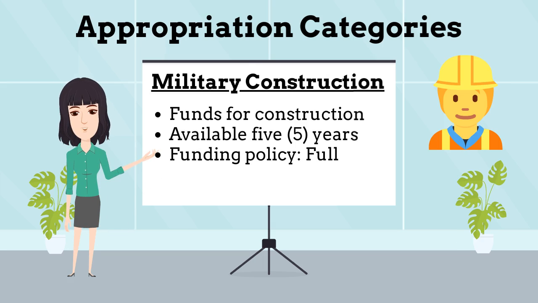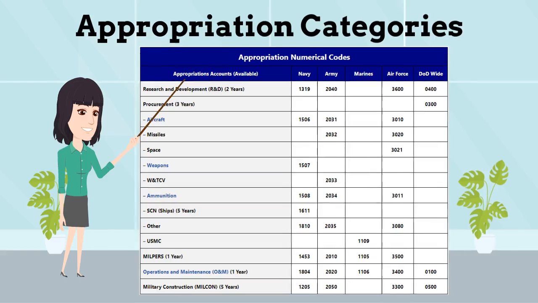The Military Construction Appropriations category funds major projects such as bases, schools, missile storage facilities, maintenance facilities, medical, dental clinics, libraries, and military family housing. The funding is available for 5 years. And the funding policy is full.